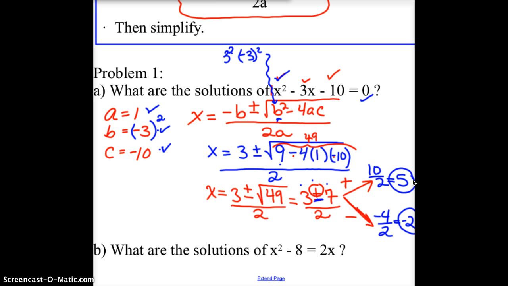Let's talk a little bit more in depth about what that means. First of all, had I graphed it, it's a parabola. It opens up. How do I know it opens up?